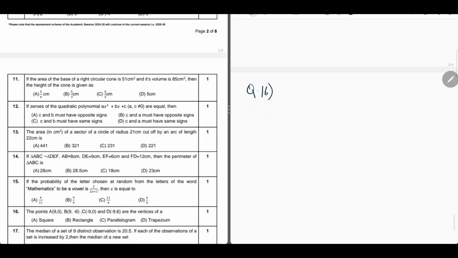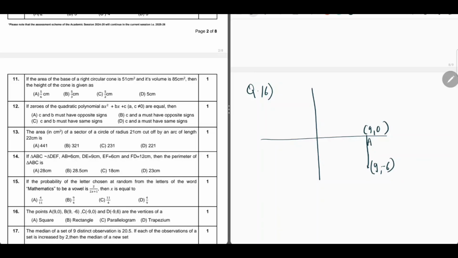A, B, C, D are the vertices of a quadrilateral. Now I will plot this. A is 9, 0, that is on the x axis. Then B is 9, minus 6, that is in the fourth quadrant, which will be parallel to the y axis. So 9, minus 6, here 9, 0.